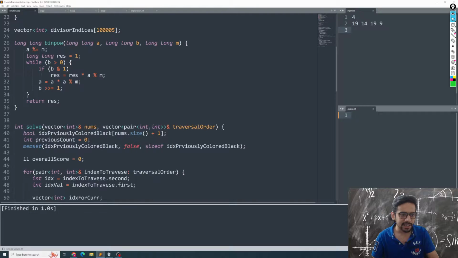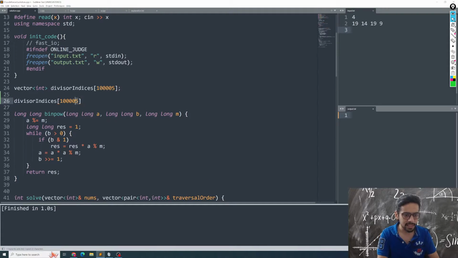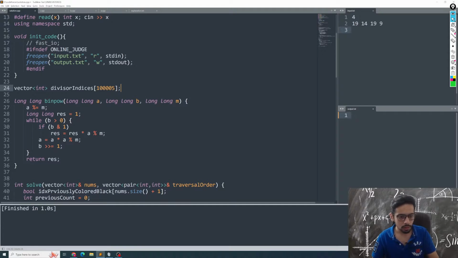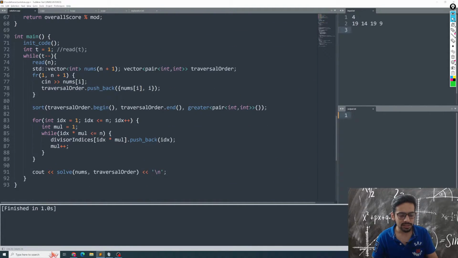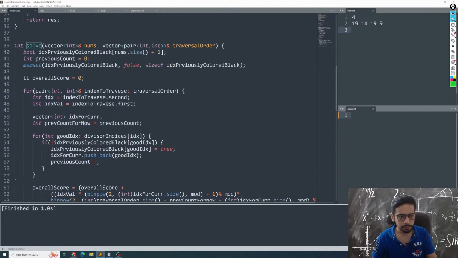Next, I created an array called divisor indices. So divisor indices at X tells me what all other indices divide X directly. Finally, once I have this ready, I try to solve the problem with this method.